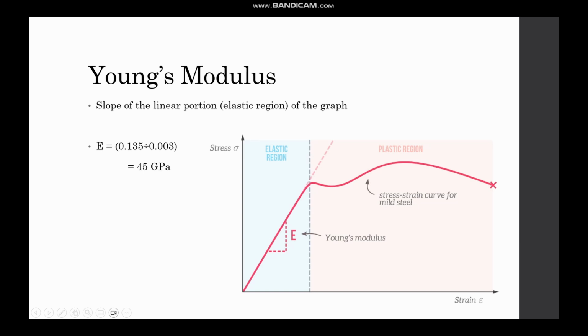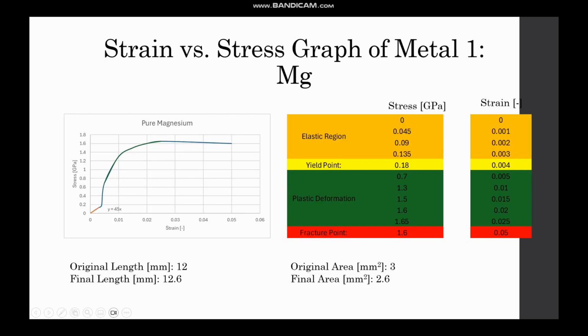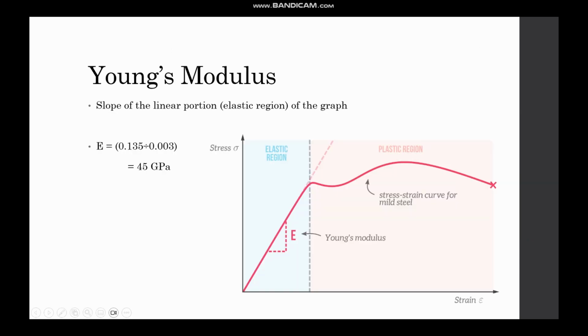Calculating Young's modulus for magnesium, this would be the slope of the linear portion of the graph. And on our graph, that would be the slope of this orange line. And for pure magnesium, that's around 0.135 divided by 0.003, which is 45 gigapascals.